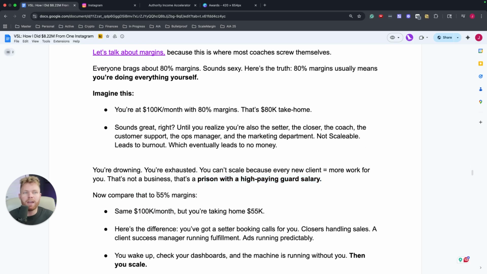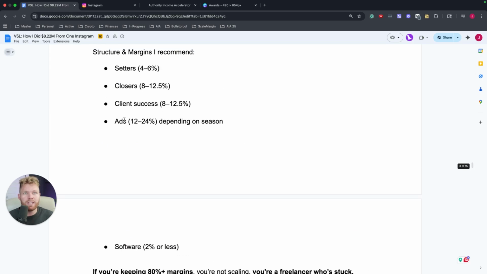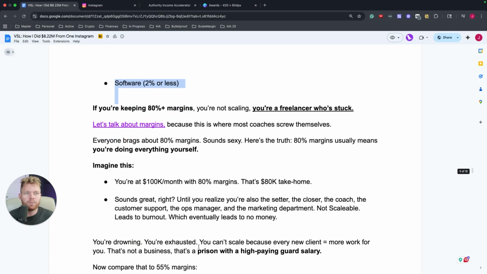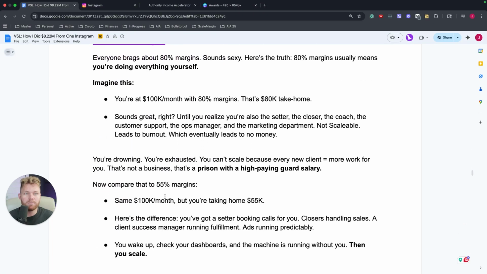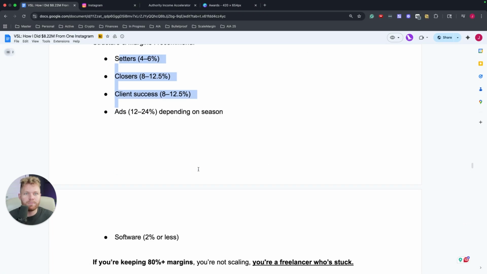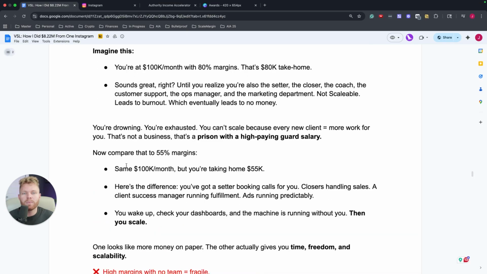Now, compare that to, let's just say you go crazy and at 100K a month, you have all of this in play. Well, that'll bring you down to roughly around 55% margin, which realistically is probably around a 200K a month business, right? Again, it depends on what you want out of life. But let's just use that same example. Same 100K a month, you're taking home 55K.